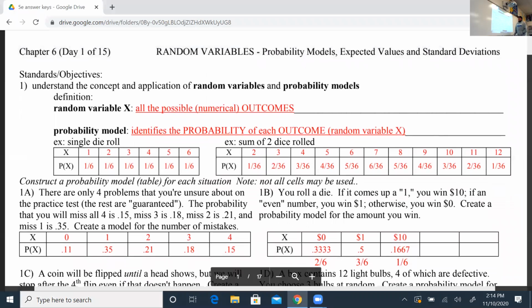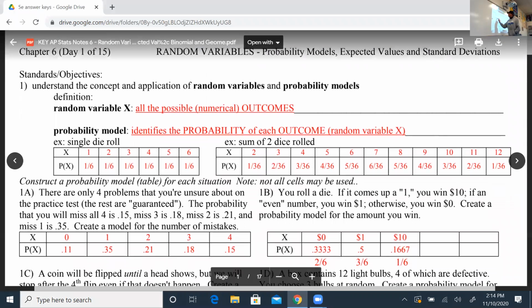All right, this is a simple probability model for a single die. That's really, really easy to understand. The probability of all of them is 1/6. Notice that the probabilities all add up to 1 if you add them all up. It won't go over 1, and there's no negative probabilities. That's another powerful feature that you have to learn.